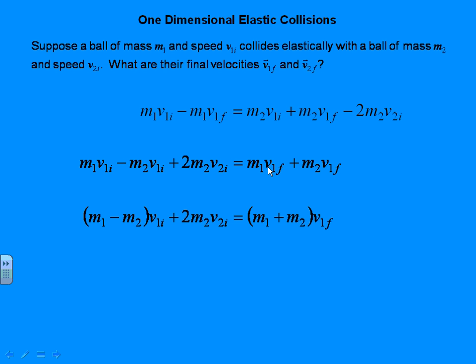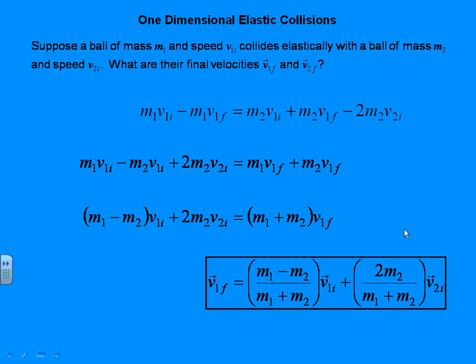Now, I'm going to factor a V1F out of both terms on the right-hand side, and then over here I grouped these together on purpose because they are like terms in that they have a V1I that I can factor out. One more step. I'm going to solve for V1F by dividing by M1 plus M2. And I get the first of our 2 big equations. That's why I boxed this in.